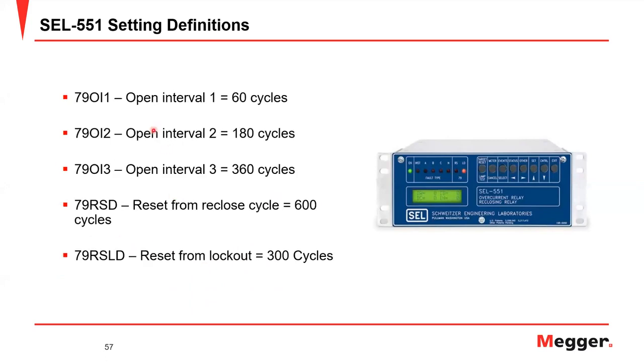Okay, and we have our open intervals. Reclose intervals are set to 60, 180, and 360 cycles. There are 2 different resets in a relay like this. One is reset from reclose cycle, that's 600 cycles, and reset from lockout is 300 cycles. These are actually factory default settings. I saw no need to change those. We actually will be testing all 5 of these characteristics, and while we're at it, we may as well capture 3 trip times as well.